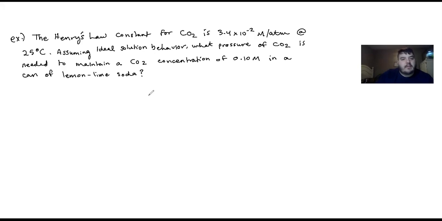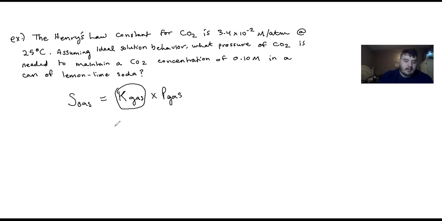So what we need to do is figure out which equation we're going to use here. If we recall, we can use the solubility of gas equation, where the solubility of gas is equal to Henry's law constant multiplied by the pressure of said gas. This is the equation we're going to use in this example. What we need to figure out though is, what are we missing? Obviously we've got Henry's law constant, the 3.4 times 10 to the negative 2.